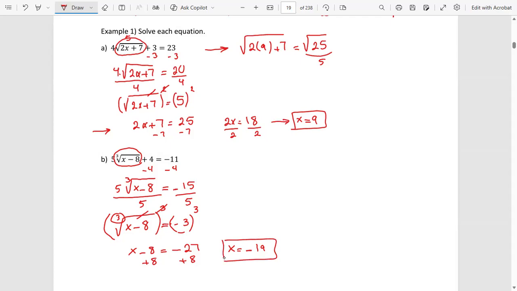That is the solution. And if I go back to check this answer, if I replace the x by negative 19 under the radical, negative 19 minus 8 gives me negative 27. The cube root of negative 27 is negative 3. Negative 3 times 5 gives me negative 15, and negative 15 plus 4 gives me negative 11, which is a true statement.